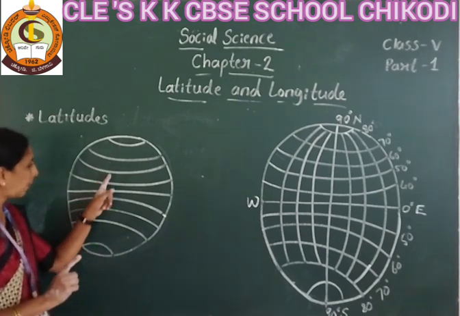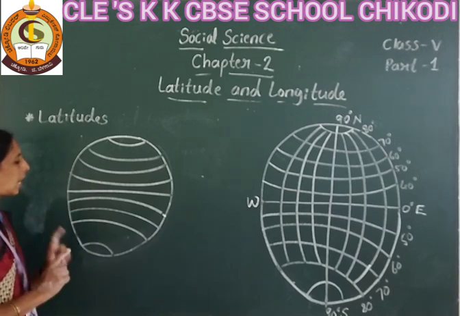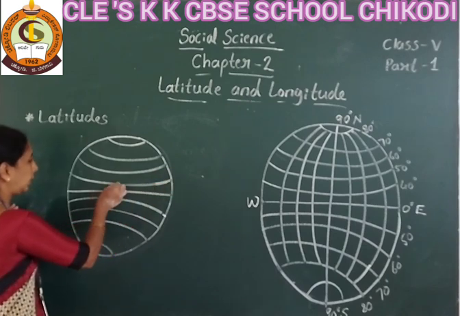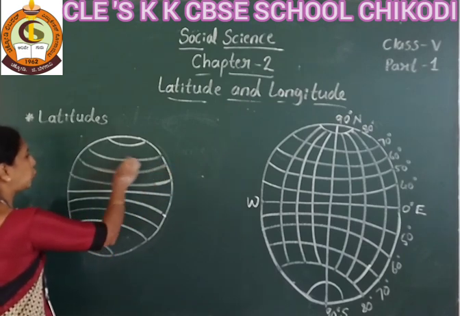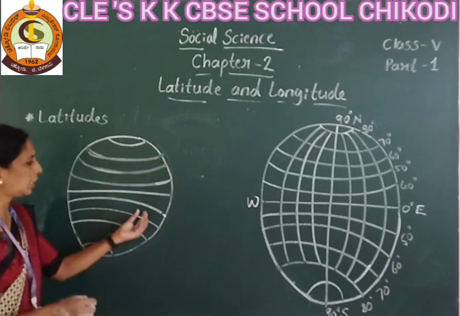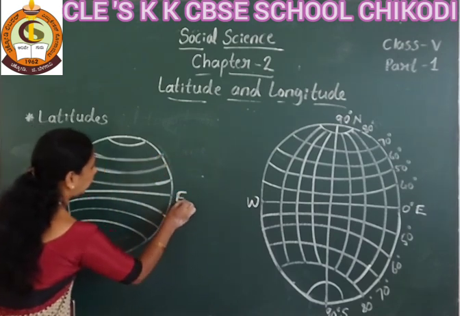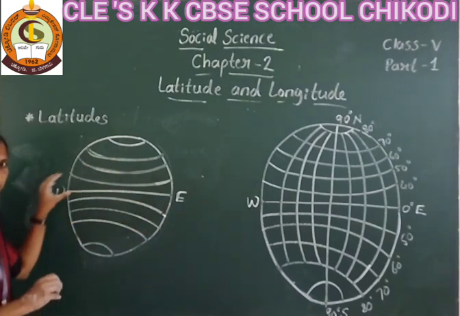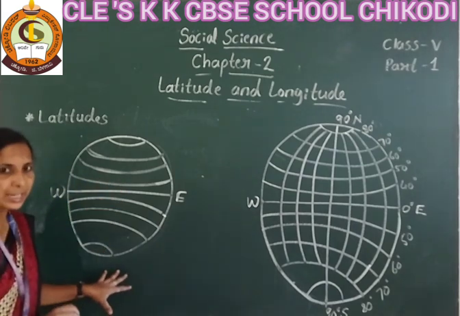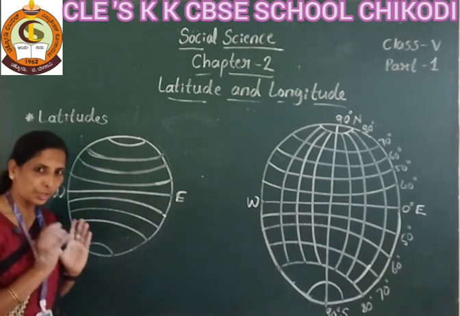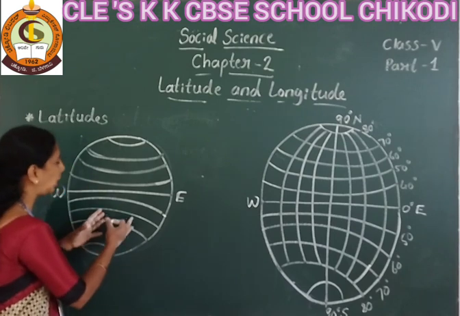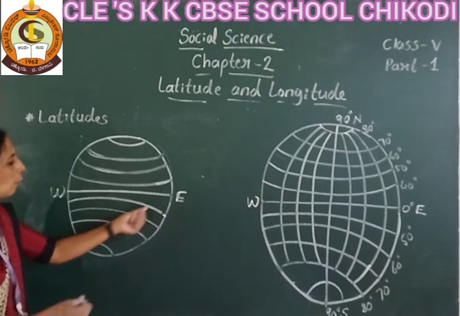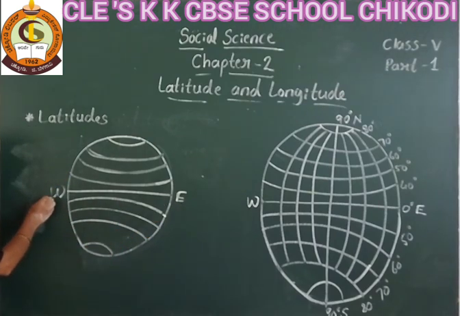Latitudes are imaginary lines. They run horizontally, moving in the direction of east to west. So these are horizontal lines, and also imaginary lines. These latitude lines move in the direction of east to west.